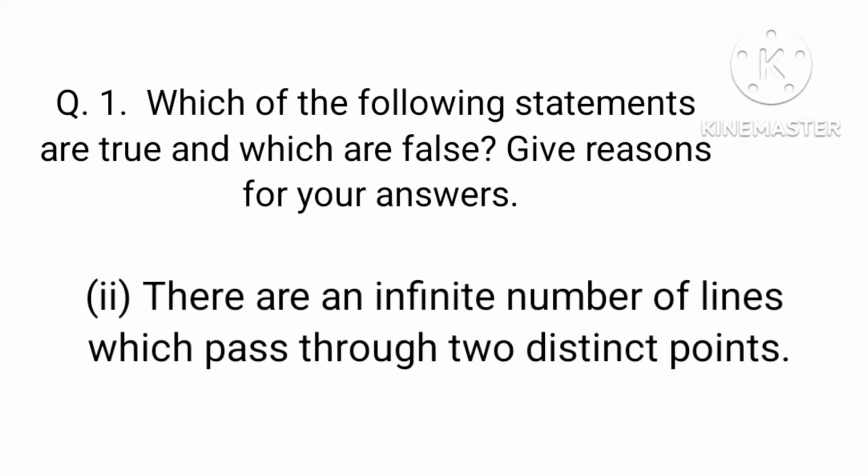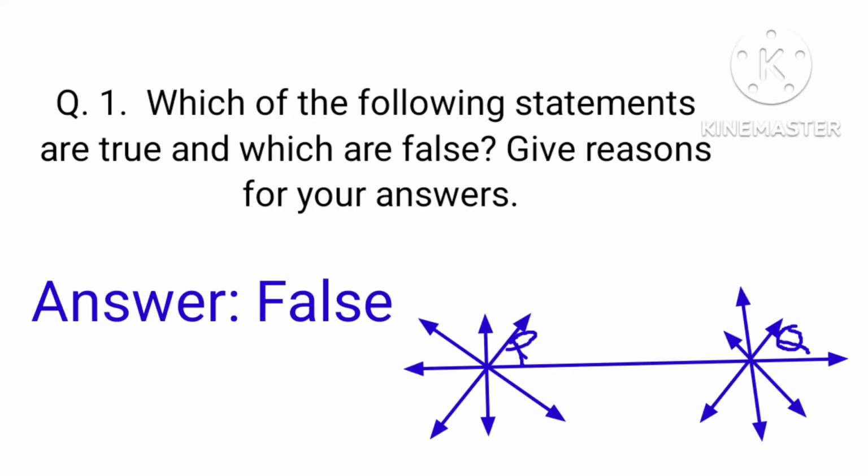Second statement. There are an infinite number of lines which pass through two distinct points. Answer: false. Because you can see in the picture P and Q are two points, and from P to Q we can draw one line, and from Q to P we can draw only one line. So through two distinct points P and Q we can draw only one line.